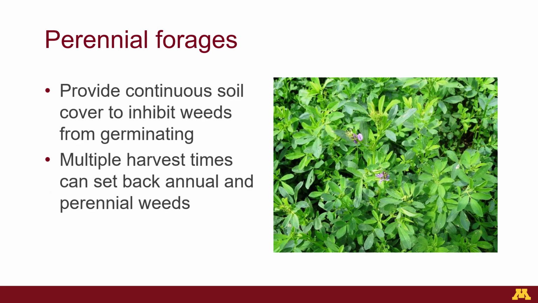Perennials such as alfalfa provide continuous soil cover to inhibit weeds from germinating. They can be particularly effective in managing annual weeds that plague row crops. Harvesting forage mows weeds several times a season, which can prevent seed production of annual weeds and deplete the root reserves of perennial weeds.